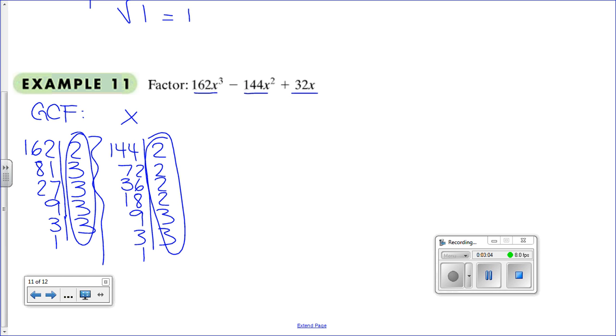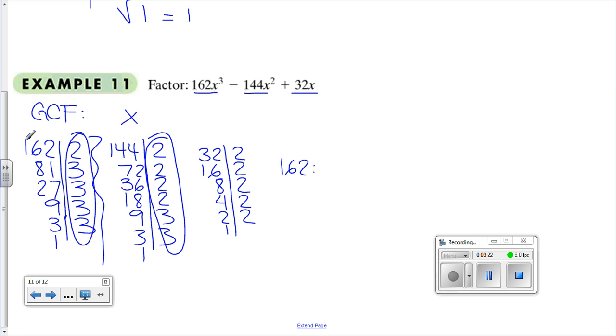We have one more number to go, and that is 32. So 32 divided by 2 is 16. Divided by 2, that is 8. Divided by 2, that is 4. Divided by 2, that is 2. Divided by 2, that is 1. So now I'm going to list my three numbers.